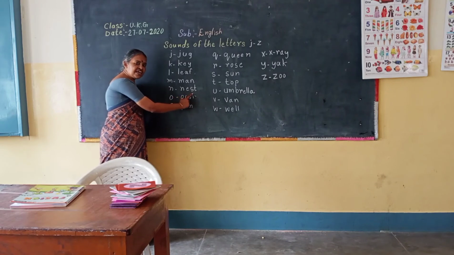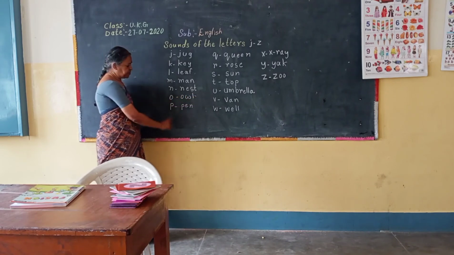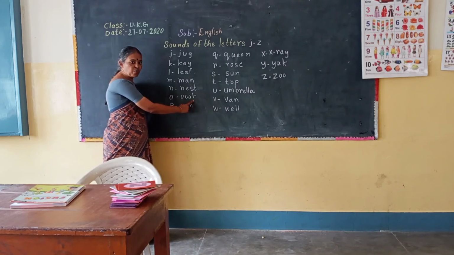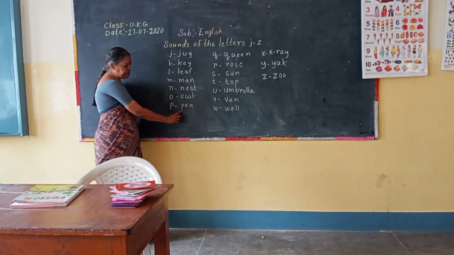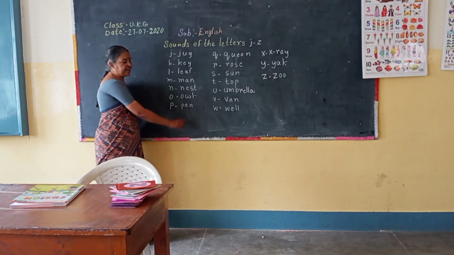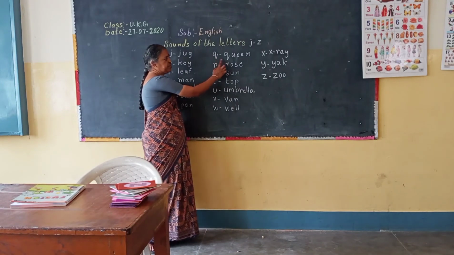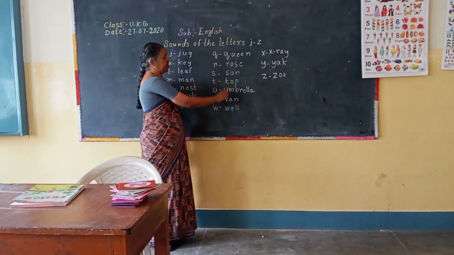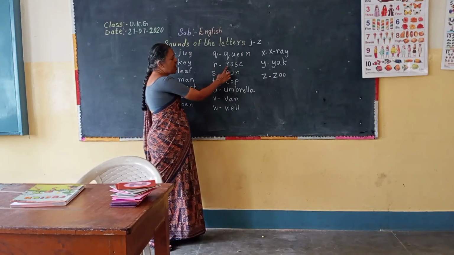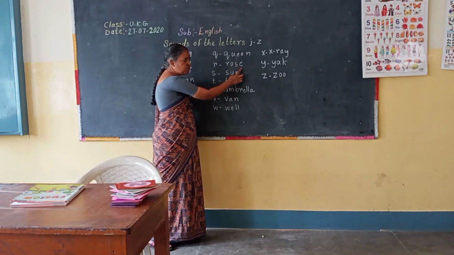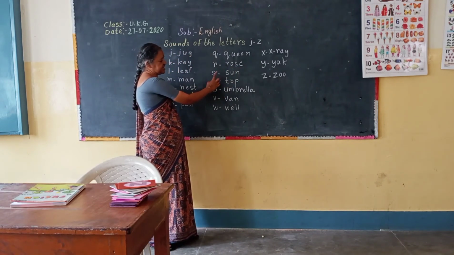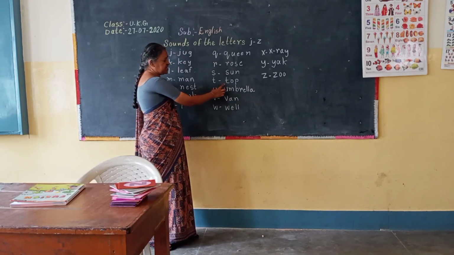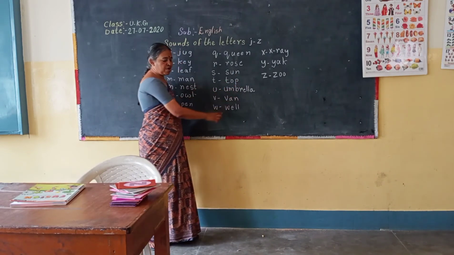N, E, S, T, nest. O, O, W, L, owl. P, P, E, N, pen. Q, Q, U, E, E, N, queen. R, R, O, S, E, rose. S, S, U, N, sun. T, T, O, P, top.